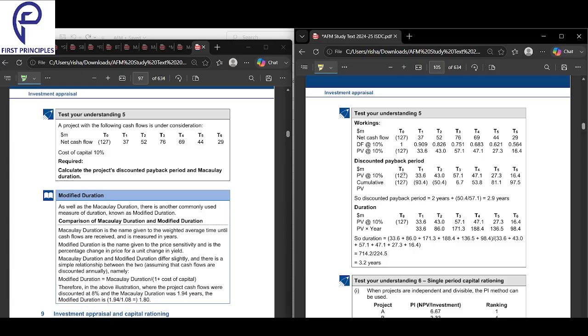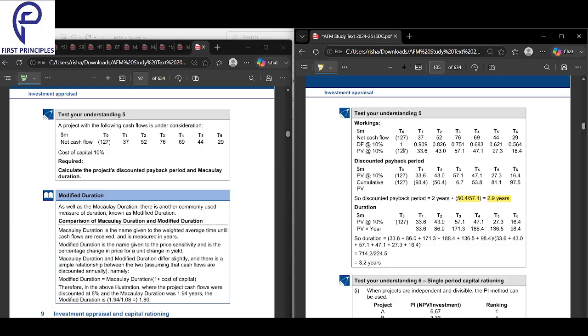Now in the payback period, you take 127. 127 is your cumulative. Then next year you earn 33.6, so you remove 33.6 from this. You still have 93.4 to earn. Next year's cash flow you remove from this. How much still do you have to earn? 50. Next year you're about to get 57, but you need only 50 to break even. So you do 50 divided by 57.1 and you'll get 2.9 years. Within 2.9 years, you'll get your initial investment back.